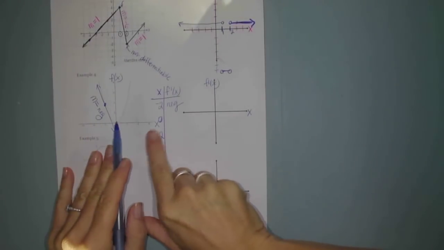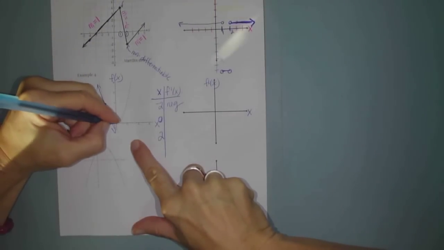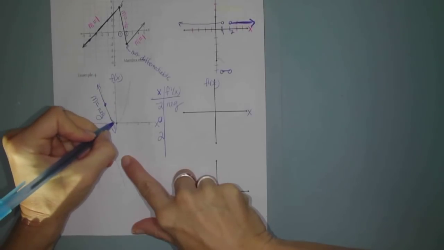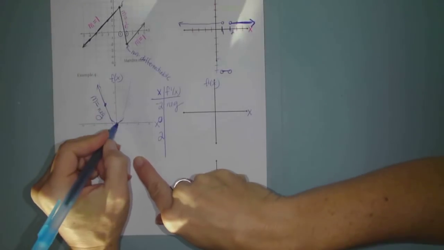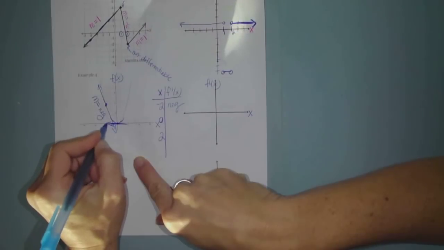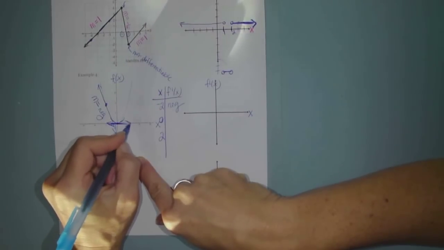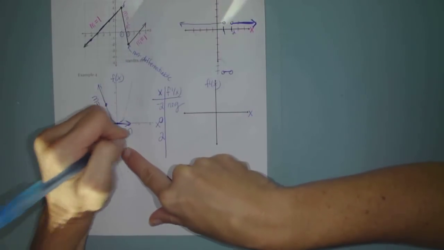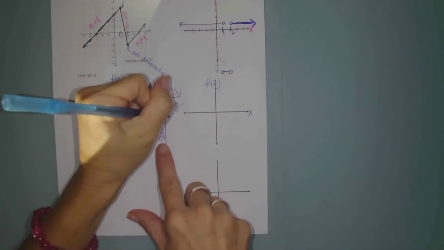When I go to 0, 0, the vertex, we know that from the left and the right, these slopes are approaching horizontal 0, so I'm going to draw a horizontal tangent line there. And the slope here is going to be 0. Okay, so 0, 0.